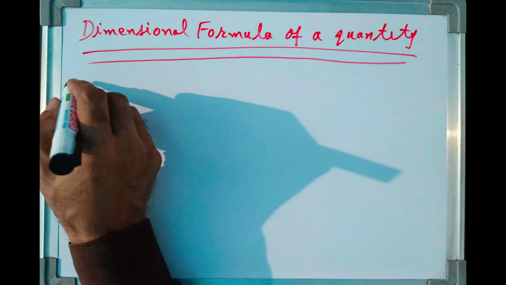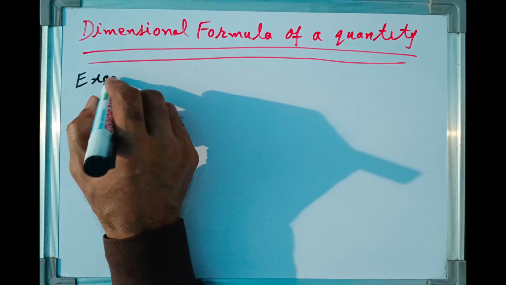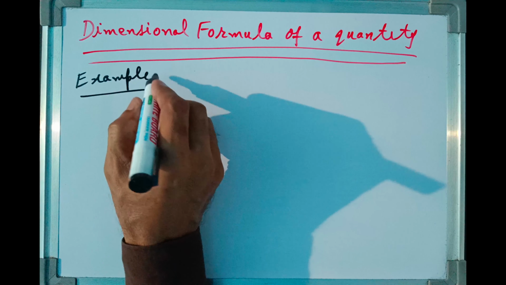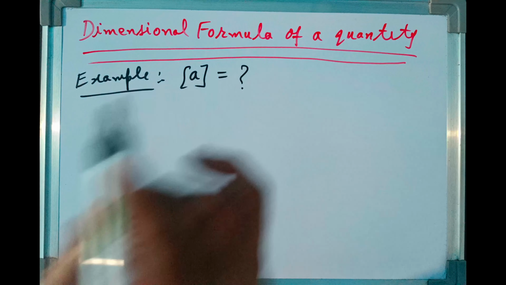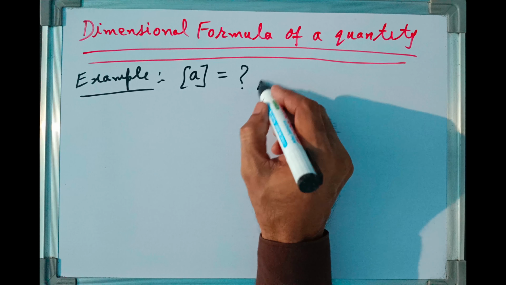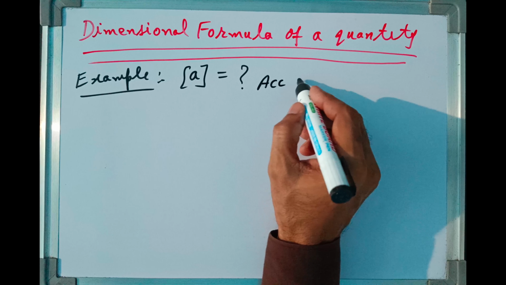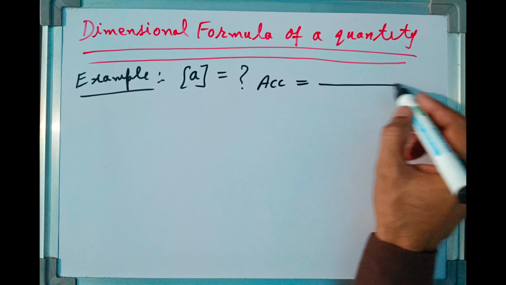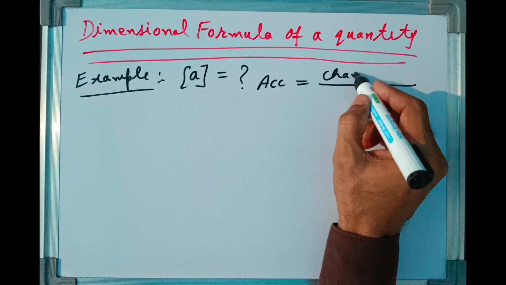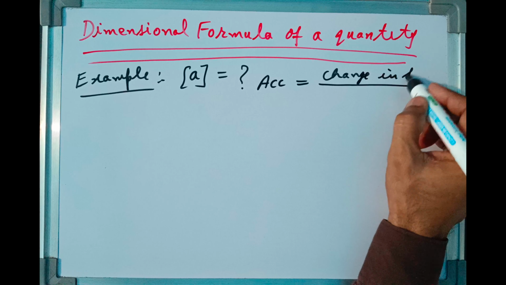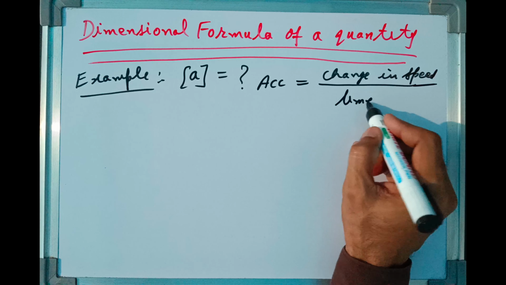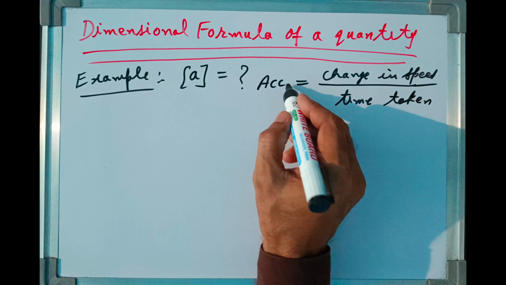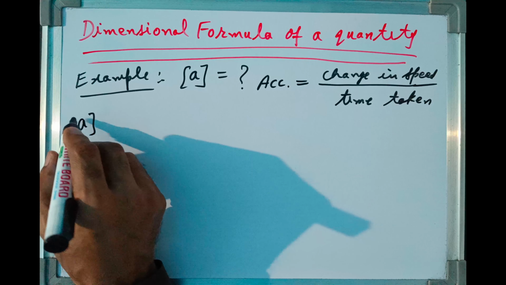Let me take some more examples. Suppose we are to find dimensional formula of acceleration. By definition, we know acceleration of a body is defined as rate of change of speed, means change in speed divided by time taken to change that speed. This is the definition of acceleration. Using this, I can find dimensional formula of acceleration.